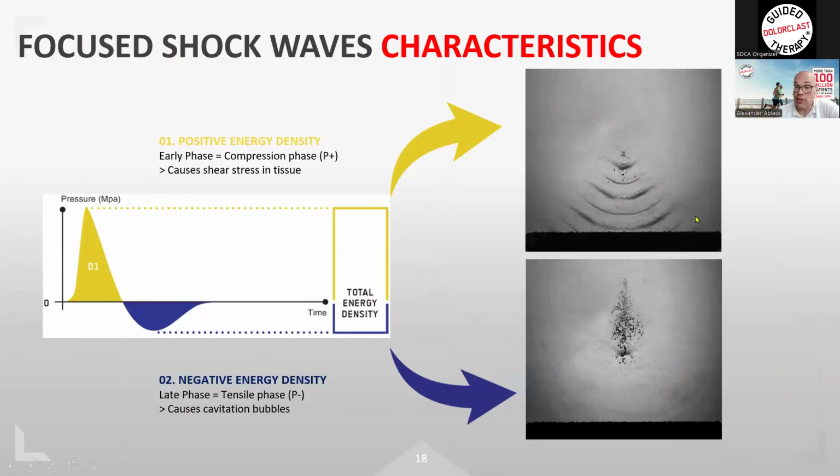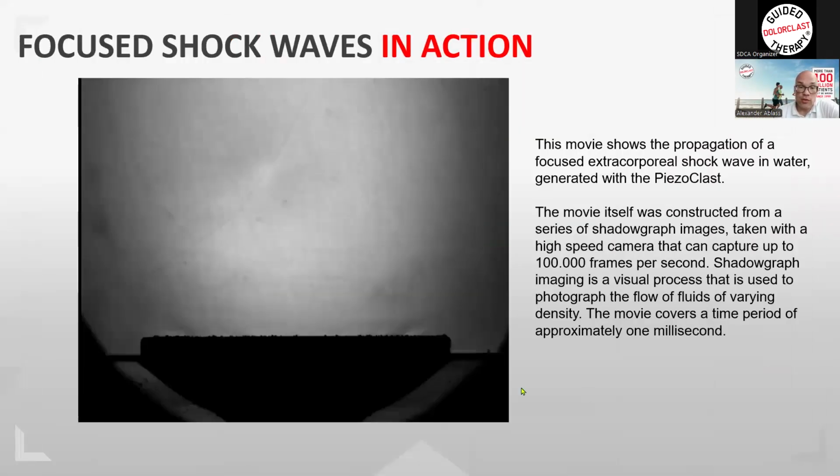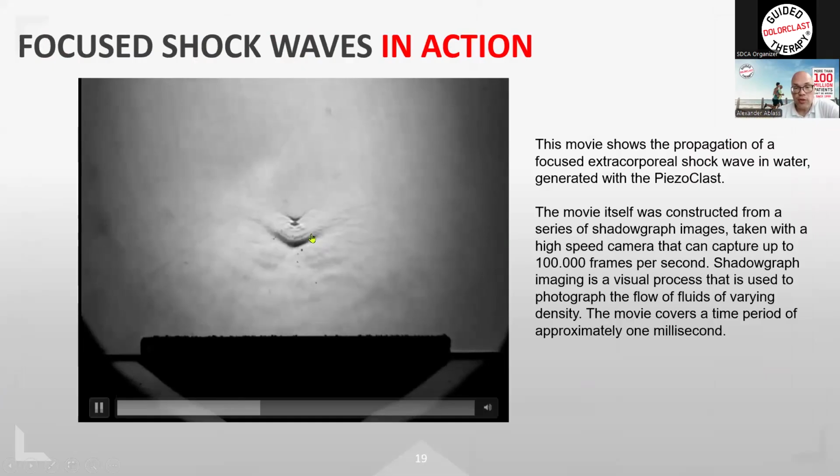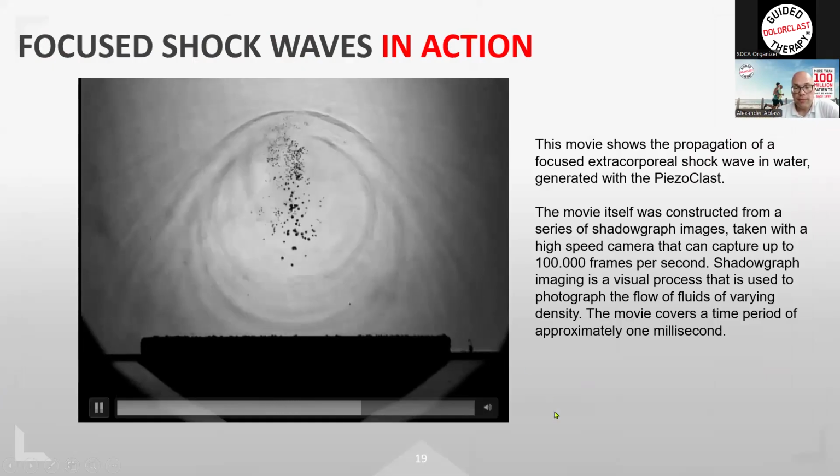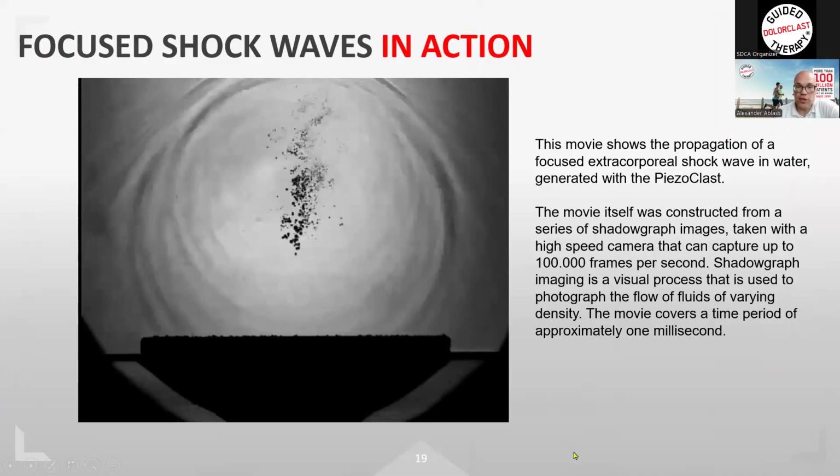You see the difference, how the wave is leaving the tip in the applicator, which is larger, has a larger surface, followed by phase number 2, which is the tensile phase or negative phase, where we basically create our cavitation bubbles. And also here, I can show you the video, how the wave is leaving the tip. You can see how the focus is concentrating on a small area. And we see our cavitation bubbles.